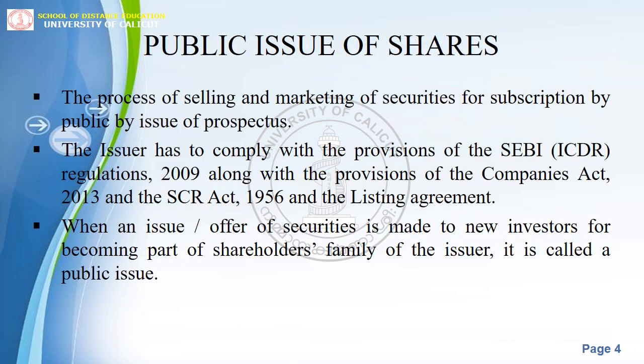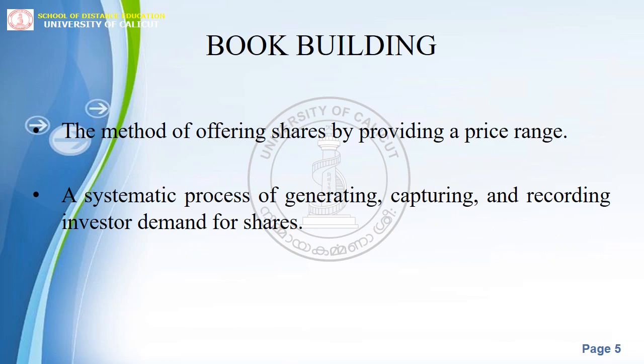When an issue of securities or shares is made to a new investor, that is, for becoming a part of the shareholders' family, it is called a public issue. The process of selling and marketing of these shares and securities for subscription is done by issue of a prospectus. Book building is a method of offering shares by providing a price range.